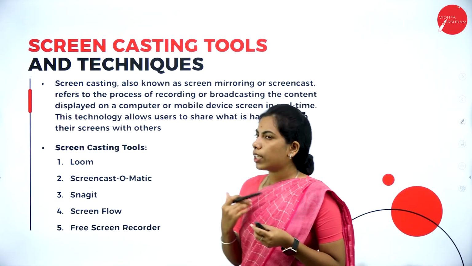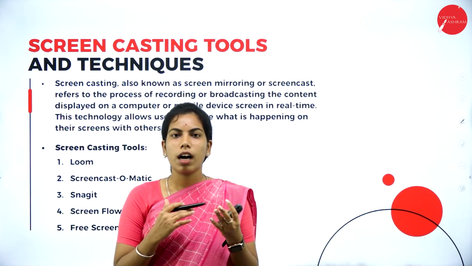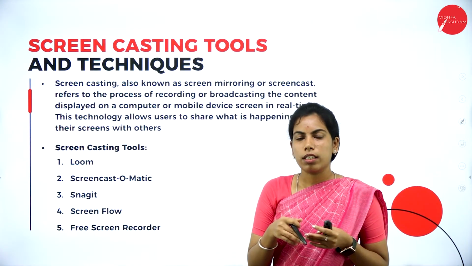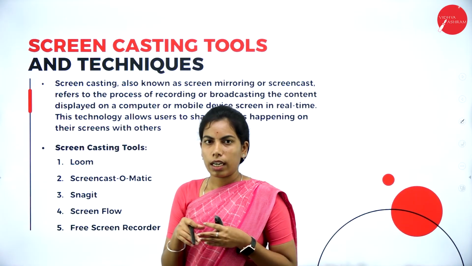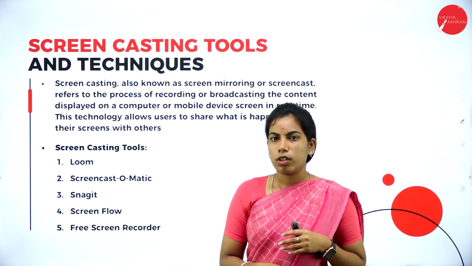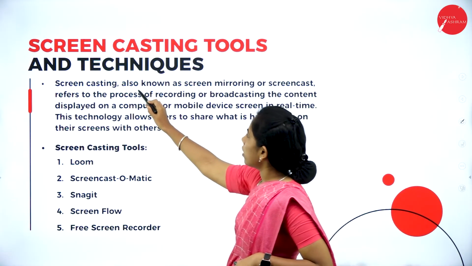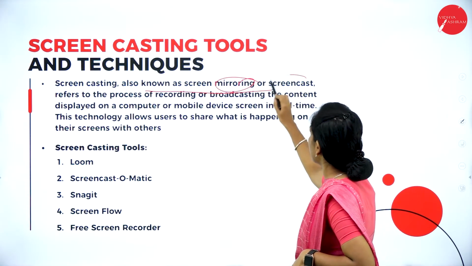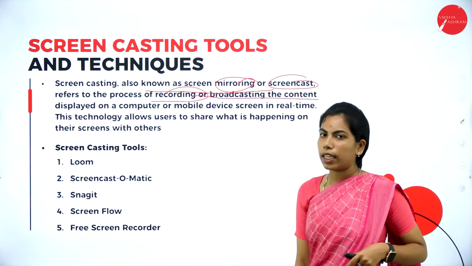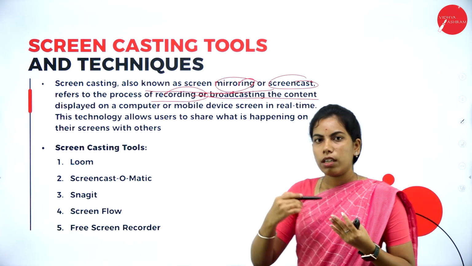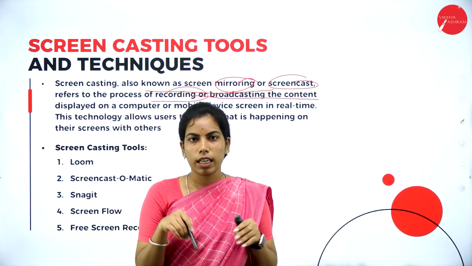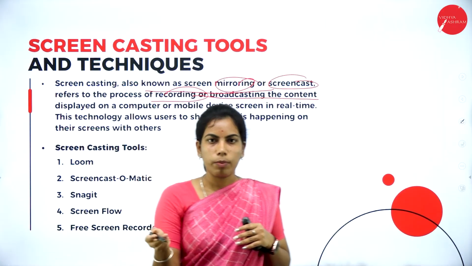And next we can see screencasting. Screencasting is nothing but how we can record the screen, meaning the desktop screen or the mobile screen. So we have an option like recording, right? Including mobile screen recording, we have desktop recording also. So here you can see screencasting is also known as screen mirroring, screencast or recording, and refers to the process of recording or broadcasting the content displayed, so if one person is in India, they can see the screen of their friends when they are abroad also, right?